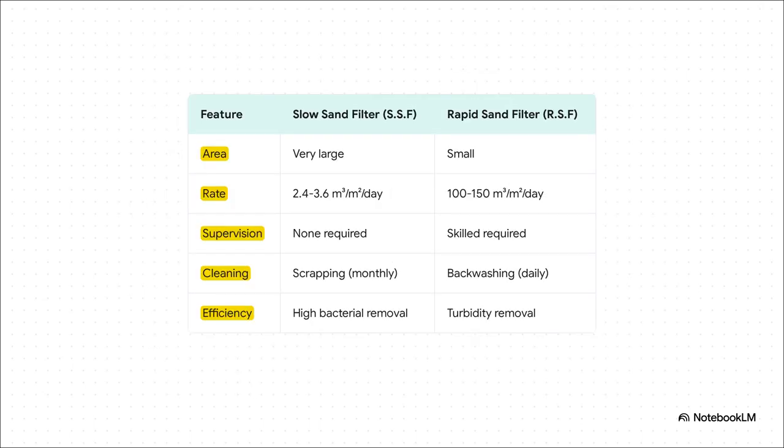Okay, exam alert. This table right here is classic test material. Slow sand filters need a huge amount of space and they work slowly, but they are amazing at removing bacteria. Rapid sand filters are much smaller, way faster, and they get cleaned every day by a process called backwashing. But here's the key difference in what they do. Rapid filters are great for getting rid of turbidity, that's cloudiness, but slow filters are the champs at getting rid of bacteria. Why? Because a thin, living, biological layer forms on top of slow filters, and it literally eats pathogens for lunch.